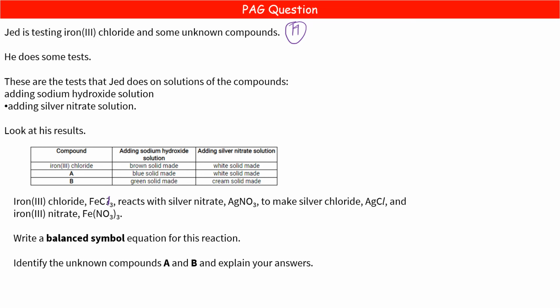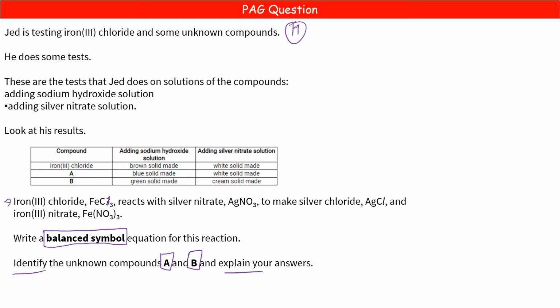Iron 3 chloride, FeCl3, reacts with silver nitrate, AgNO3, to make silver chloride, AgCl, and iron 3 nitrate, Fe(NO3)3. Write a balanced symbol equation for the reaction. Then we've got to identify A and B and explain the answers again. Very similar to the foundation, except you're actually using a balanced symbol equation. So let's start off with that.